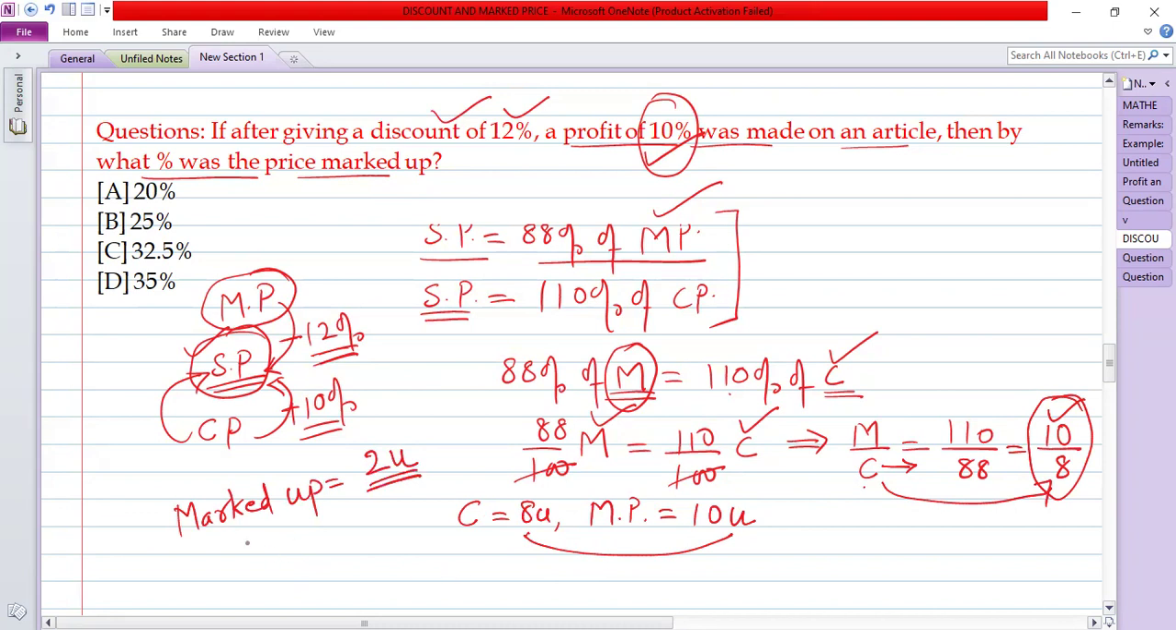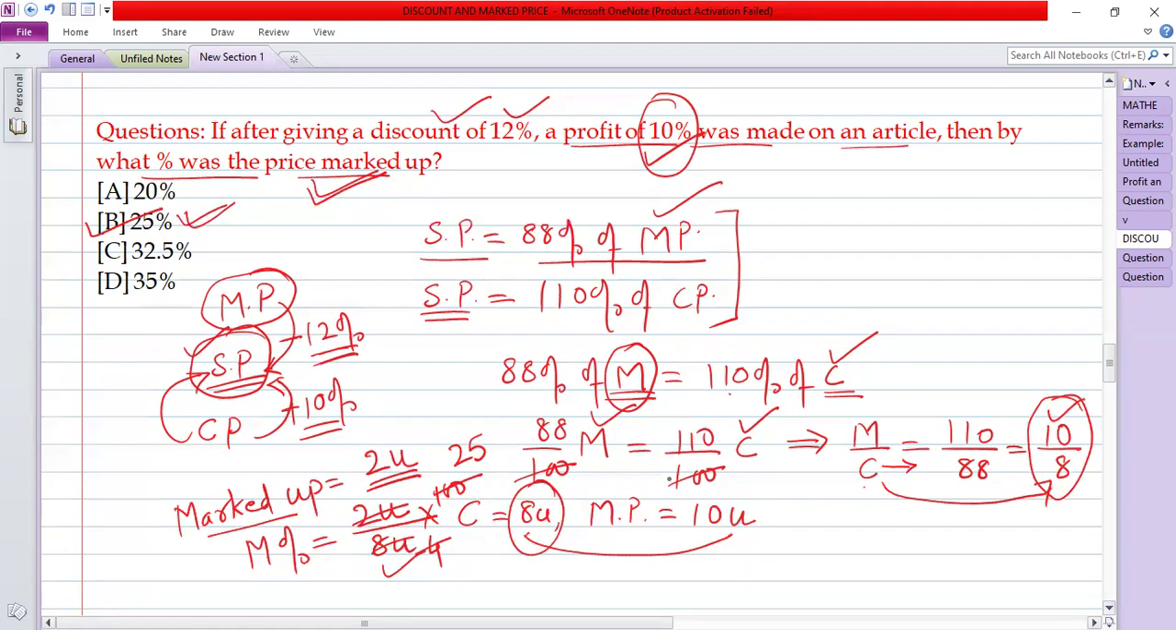And what will be the marked up percentage? The marked up percentage will be marked up amount 2 unit, and obviously here it will be 8 unit, because marked up percent is always calculated on cost price into 100. If one solves this, 4 and 4 will cancel out, giving us 25. Means 25% was the percentage of markup. Means the price was marked up by 25%.